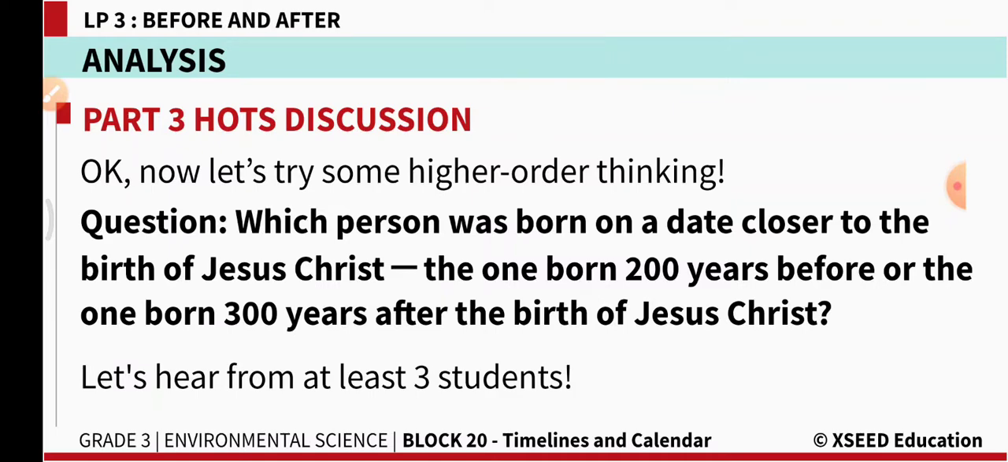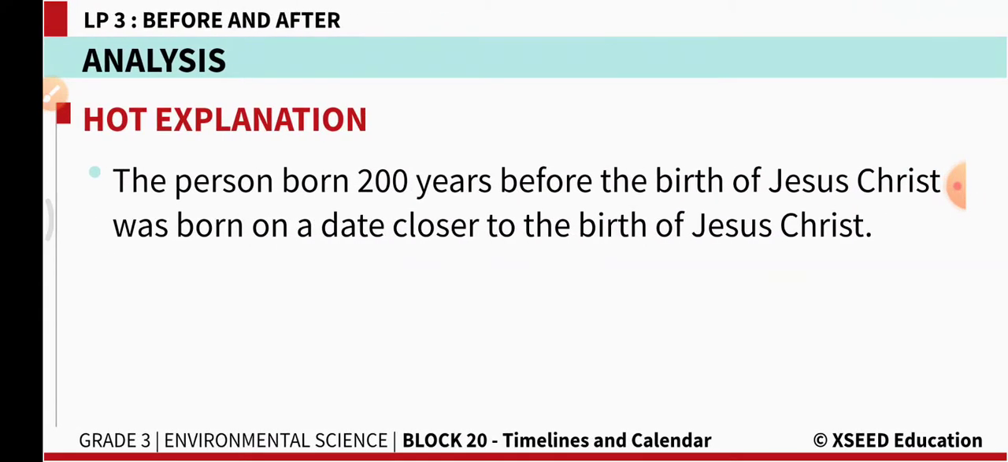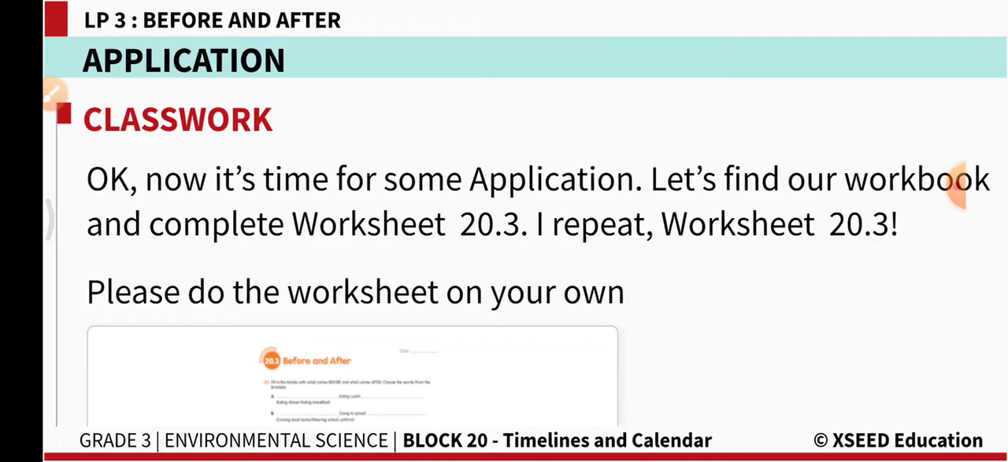Which person was born on a date closer to the birth of Jesus Christ? Now look at the timeline you have drawn. On that, tell me which event is very close to the birth of Christ: the one born 200 years before or the one born 300 years after the birth of Christ? So the answer is the one born 200 years before. The person born 200 years before the birth of Christ was born on a date closer to the birth of Jesus Christ. Now open your worksheet.